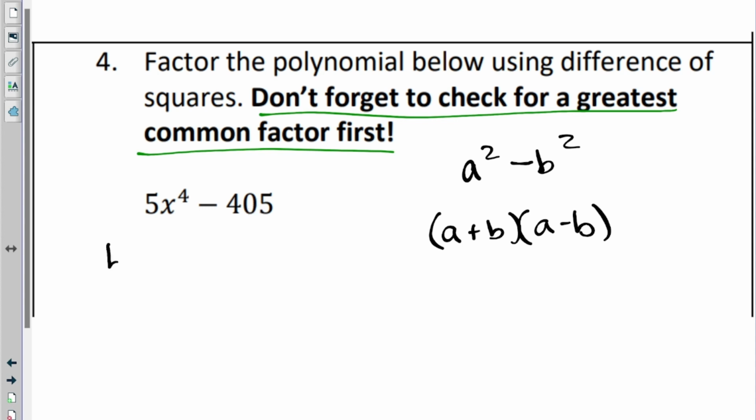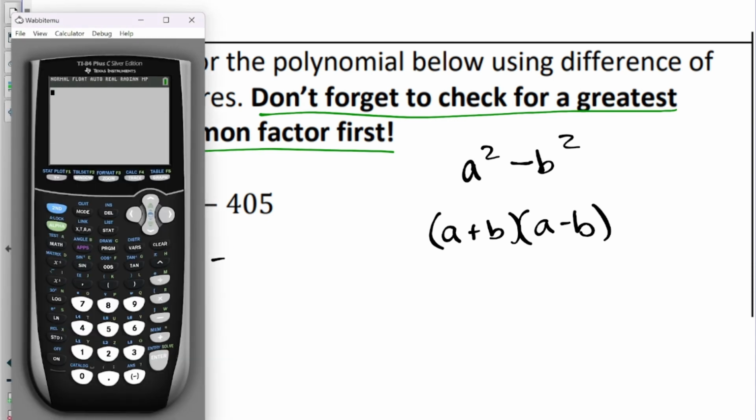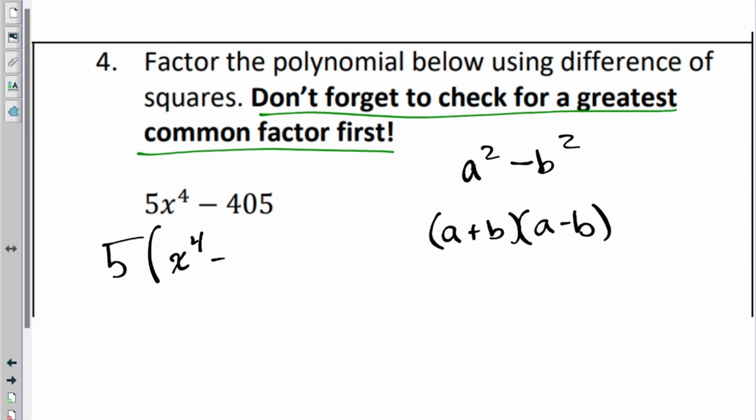So what I can do is factor out a 5. And what I'm left with is x to the 4th minus... quick maths. Hold on. I just got to do the math in my head real quick. 405 divided by 5. Yeah, 81. That's exactly what I was thinking, right? And now if I look, I'm like, okay, hold on. 81 is a perfect square. It's 9 times 9. X to the 4th, though, that's not a square, right?